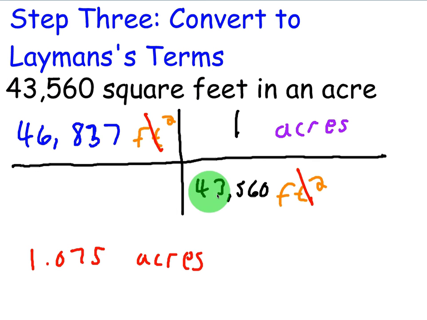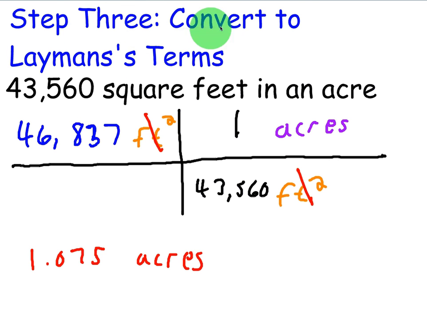Now, there are 43,560 square feet in an acre. Don't ask me why, because I honestly don't know. But that would go back to the history of acres and square feet. However, we can convert this to acres since there's 1 acre and that many square feet. We want to put acres on top and square feet on the bottom so they will cancel. So we will do 46,837 divided by 43,560. And the answer is a little over an acre, 1.075 acres.